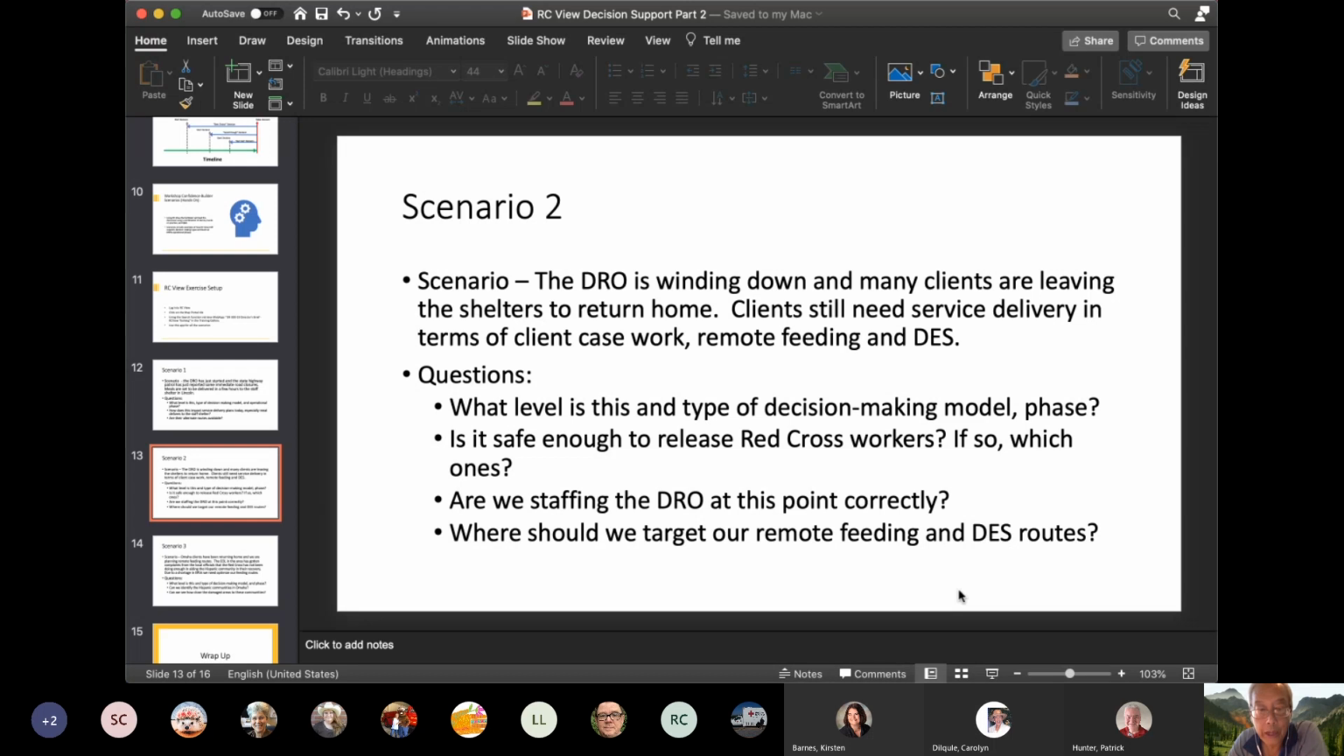And the third question, are we staffing the DRO at this point correctly? So do we have the right mix of people? So we have headcount going down. Do we have too many mass care? Do we have too many operations management people, OMs? So, yes or no?